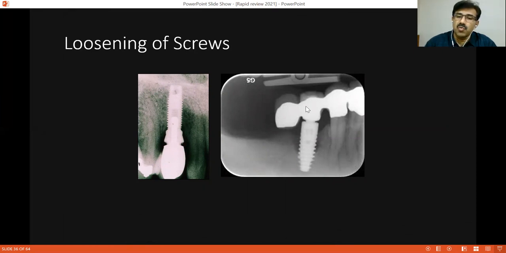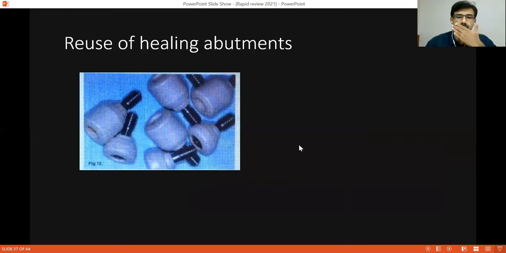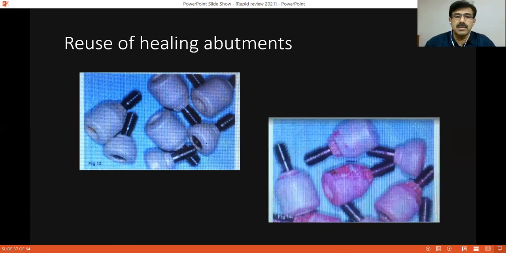And suppose the screw retained restoration, the screw becomes loose again, at the implant and abutment junction, there is going to be a gap which accumulates a lot of plaque, and this may cause so much amount of bone destruction. Another thing is, we always reuse a lot of healing abutments.